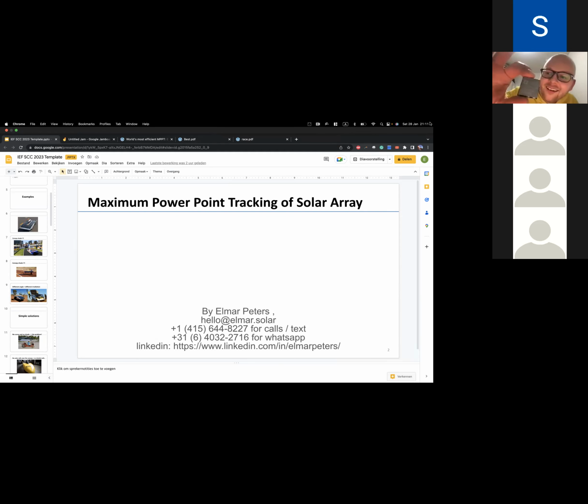There are so many things you can do with solar arrays. I feel like only the Japanese teams are really putting some effort into it.